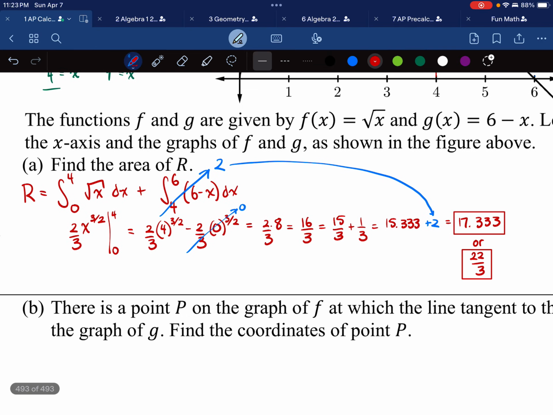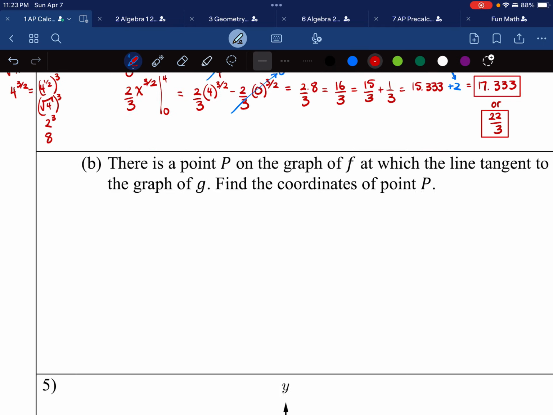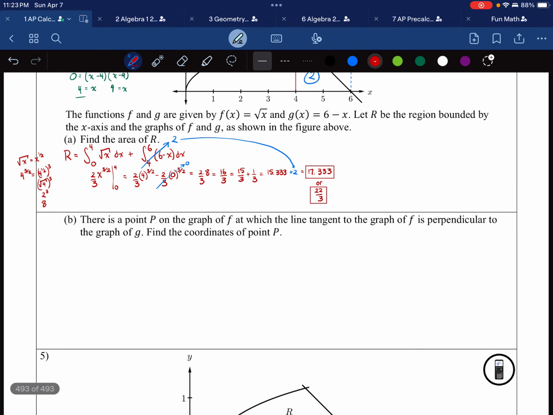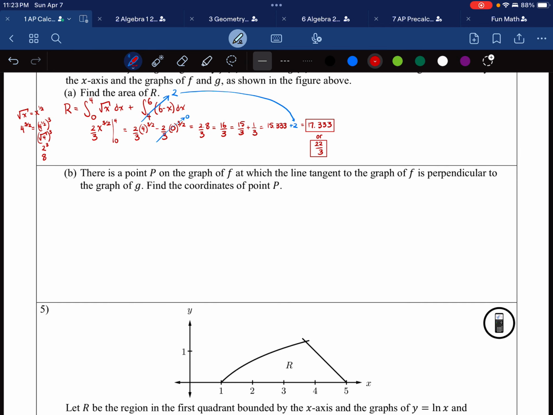All right. What am I feeling now? There's a part B on this one, still with no calculator. Give me back my tool. There is a point P on the graph of f at which the tangent line to the graph of f is perpendicular to the graph of g. It's not even tangent, it's perpendicular. Find the coordinates of point P. Oh my goodness, what is going on?